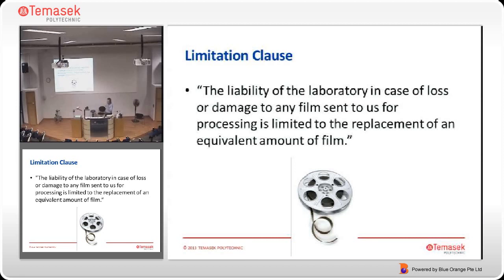And this is an example of a limitation clause: "The liability of the laboratory in case of loss or damage to any film sent to us for reprocessing is limited to the replacement of an equivalent amount of film." Meaning, if you had very important, valuable content on the film, I'm not liable for that. I don't really care what's on it. I only limit my liability to the cost of the film. Otherwise the other party can claim all their shooting costs and production costs. All that is out if your limitation clause is effective.